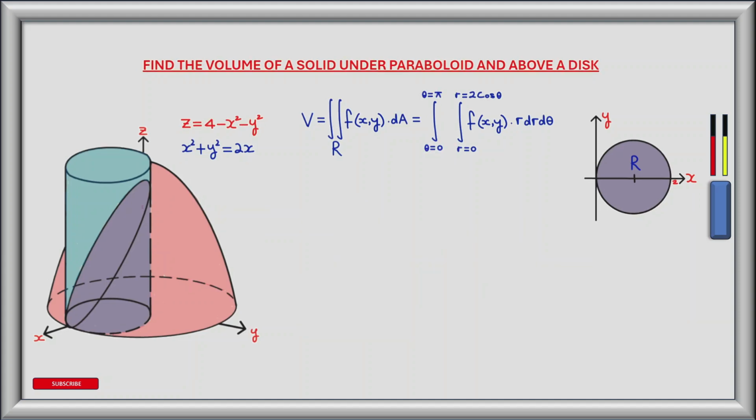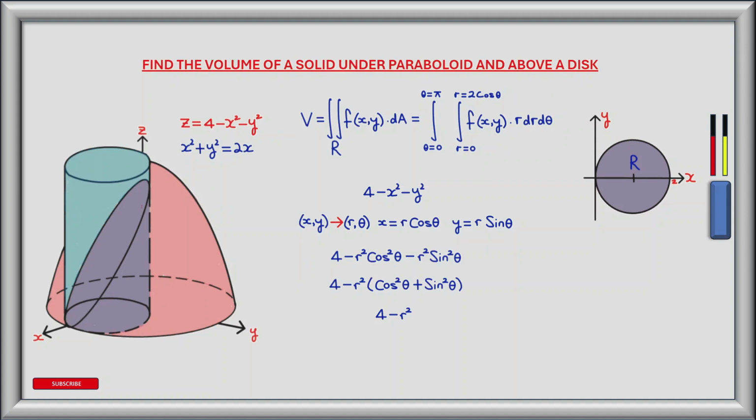Now let's deal with the height component f of xy. This extends from the xy plane where z equals 0 to where the disk intersects with the paraboloid when extended vertically upwards. In this case, the height function is the equation of the paraboloid, which in Cartesian coordinates is 4 minus x squared minus y squared. Let's now convert the height function to polar coordinates. To do this, we substitute r cos theta for x and r sine theta for y.